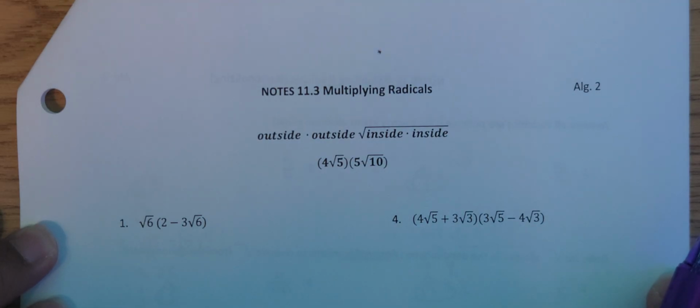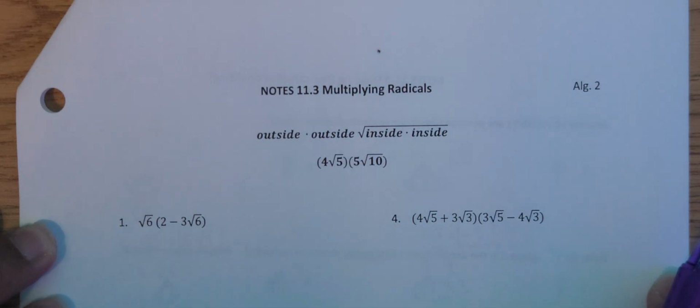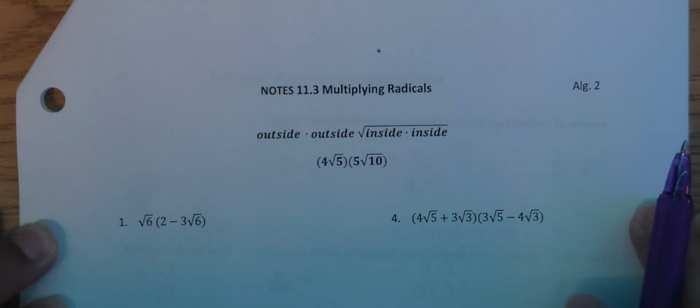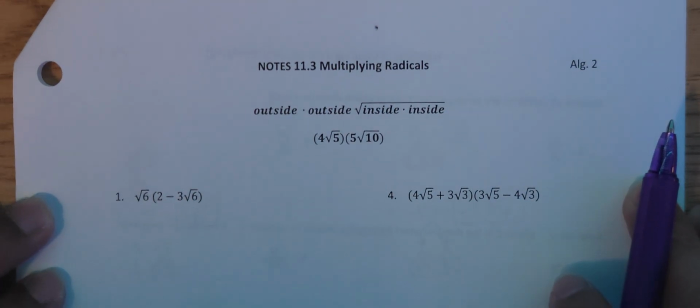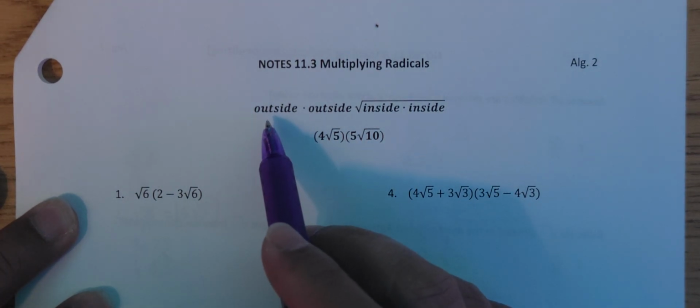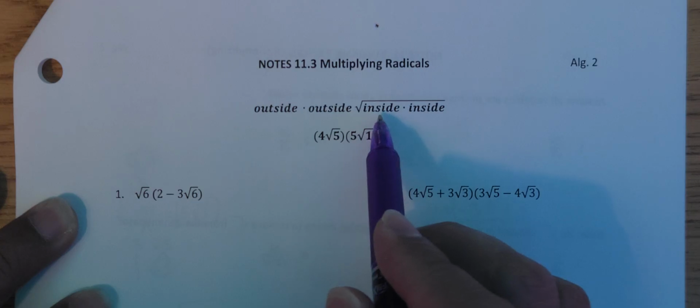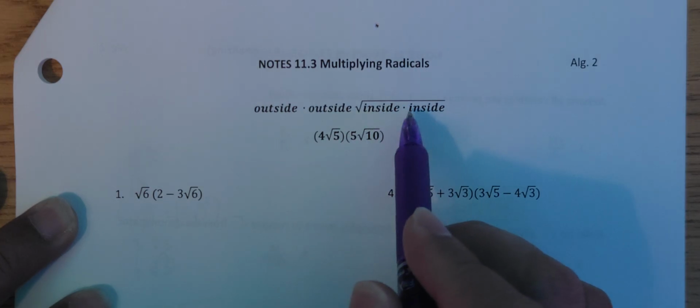So today you learn how to multiply radicals. On the previous lesson you learned how to add and subtract radicals. And now this lesson is a little bit different because now we're multiplying. Okay, so notice the instructions here. We multiply outside with outside, which means coefficients. You multiply coefficients together and then you multiply what's inside of the radicals, meaning the radicands.